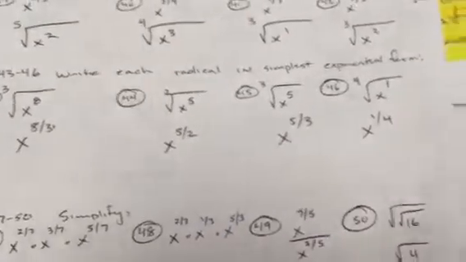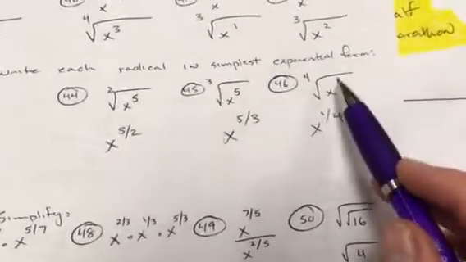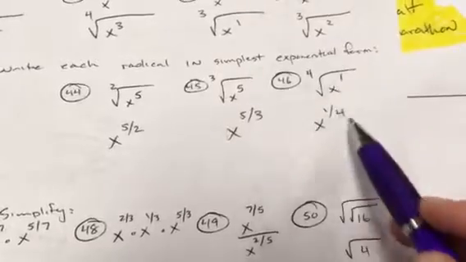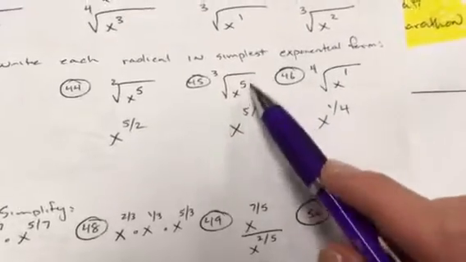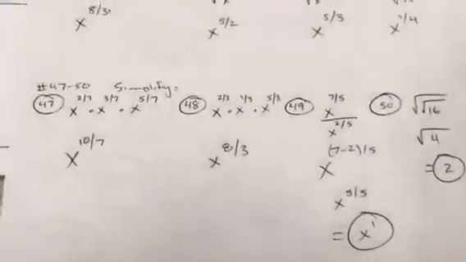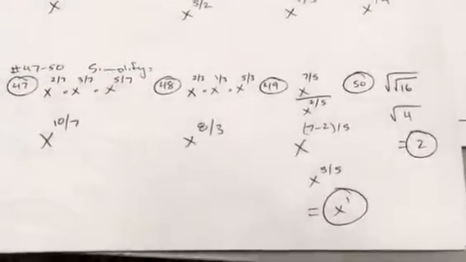This is x to the 5 halves. Now, if there's no exponent, it means it's 1. X to the 1/4, x to the 5 thirds. All right? When you multiply with the same base, you add the exponents.